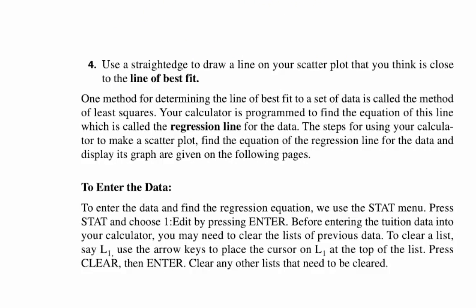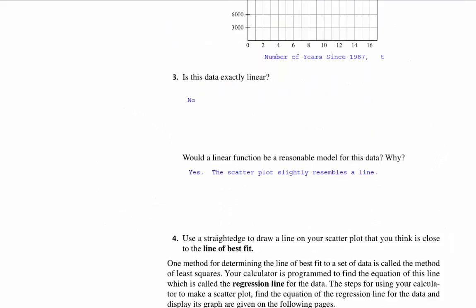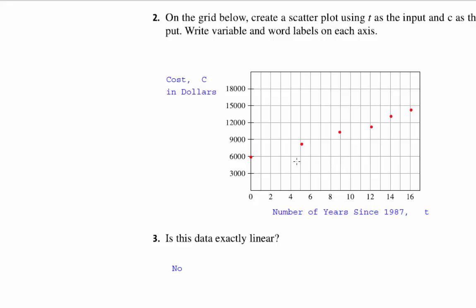So the next question asks us to use a straight edge to draw a line on our scatter plot that you think is close to the line of best fit. So remember, that's really asking us to draw the line that's going to go through the majority of these points. So I think this line essentially touches the majority of the points, so I'm going to call this the line of best fit. We're now going to use our calculator to develop this exact graph with the equation for this line of best fit, and hopefully our calculator will give us a result in the form of y equals mx plus b.